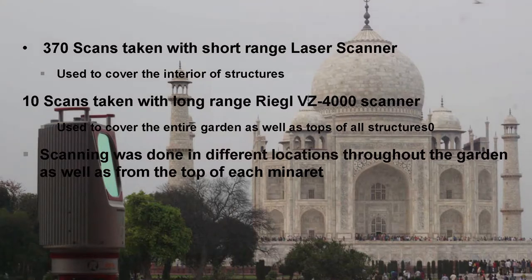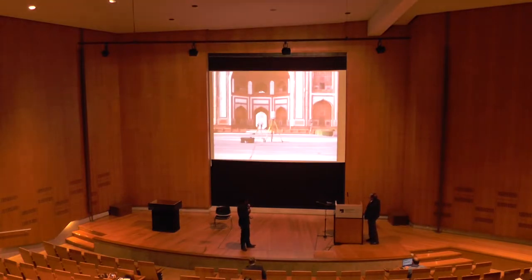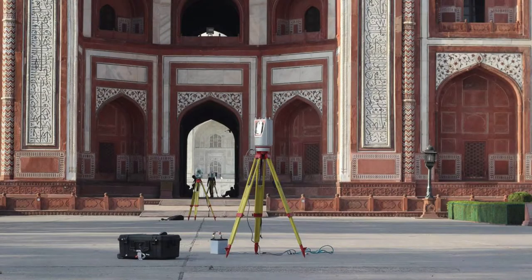So we used the long range scanners from all four minarets and we were able to collect all the data of the backside moonlight gardens and the front four gardens as well. Apart from the Taj, there were multiple structures. There are two additional tombs, the guest house, the mosque, and a royal gate as well, the Shahi Darwaja as we call it. Those were all captured using the Riegl VZ-4000. This is the royal gate.